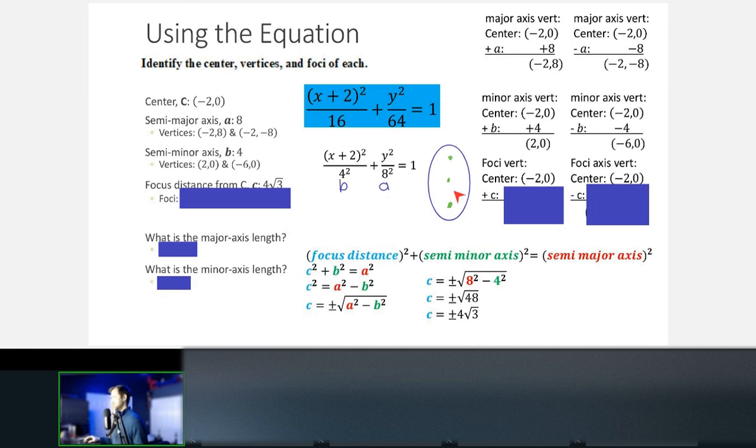And because it's a vertical ellipse, from your center you are going up and down C. Remember, the distance from your center to a focal point is your variable C, your lowercase c. So we're going plus 4 rad 3 and down 4 rad 3. So we are adding in the y direction and subtracting in the y direction. All right, so what is the coordinate that we should have for our first focal point?